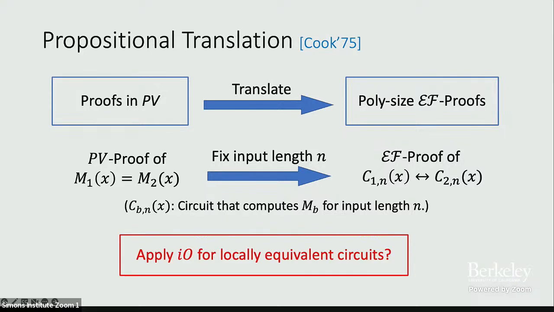So our next natural idea is to apply this I/O for locally equivalent circuits to this circuit C1 and C2. Because I/O for locally equivalent circuits allows us to bypass the 2 to the input length loss in the security reduction once you have extended Frege proof.